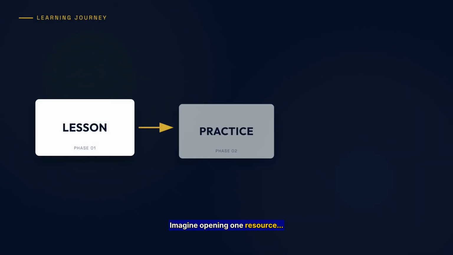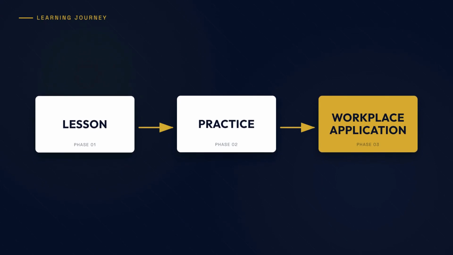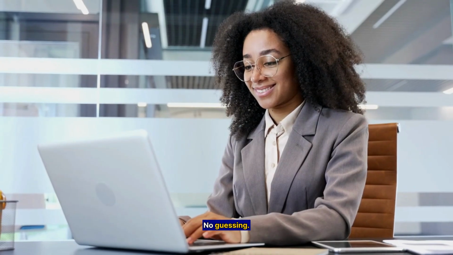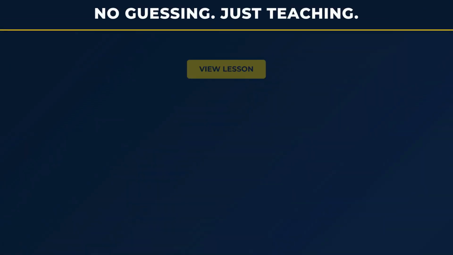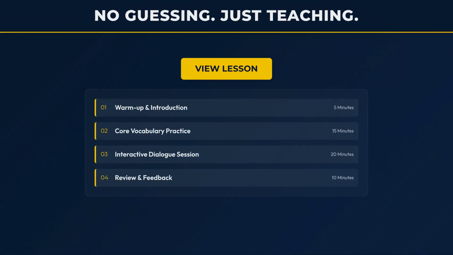That's the real problem. Imagine opening one resource, knowing exactly what to teach, how students practice, and how they'll apply that language in a real workplace. No guessing, no rebuilding, no searching through 20 different websites, just teaching. That's the difference a complete teaching system makes.